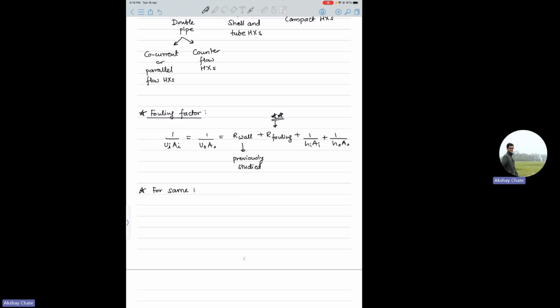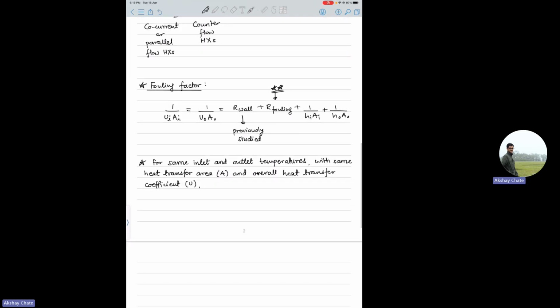same inlet and outlet temperatures, with the same heat transfer area, let's say A, and overall heat transfer coefficient U. So basically everything is the same: inlet and outlet temperatures, area, overall heat transfer coefficient.